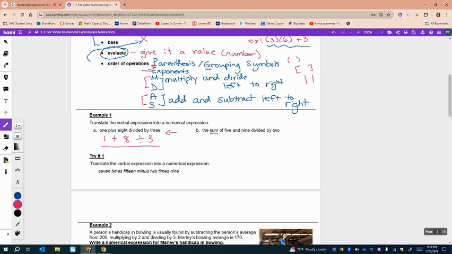Okay, let's go on to the next one. The sum of, so now we know we're going to add something together. 5 and 9. The sum of 5 and 9 divided by 2. Or sometimes you can see that as the sum of 5 plus 9 divided by 2. Either way is okay. All right, let's try one. Translate the verbal, right? Verbal means word, expression into a numerical expression. So 7 times, I like to use a dot. You can use parentheses if you want, or an X, but sometimes with an X we think that's a variable. 7 times 15 minus 2 times 9.